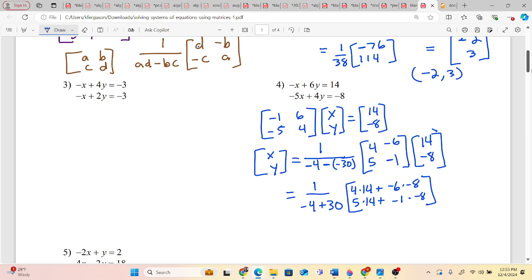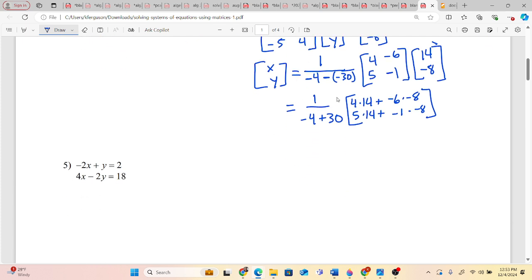So now let's do some simplifying. So I've got -4 plus a +30. That's going to be positive 26. So 1 over 26. And then here, I've got 4 times 14. That's what, 56? And then plus -6 times -8. What's -6 times -8? It's positive 48. Now I got 5 times 14. Oh, excuse me. 5 times 14 is what, 70?